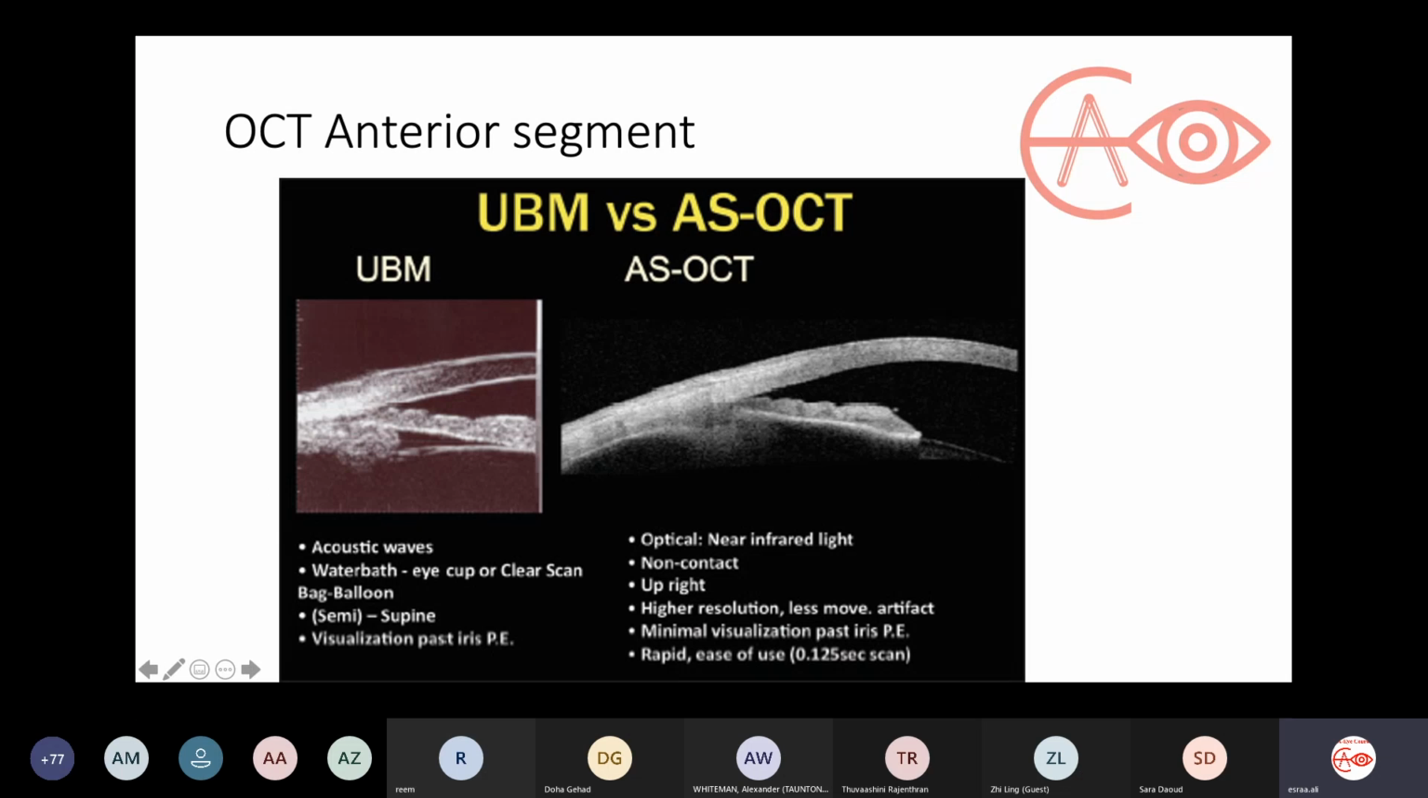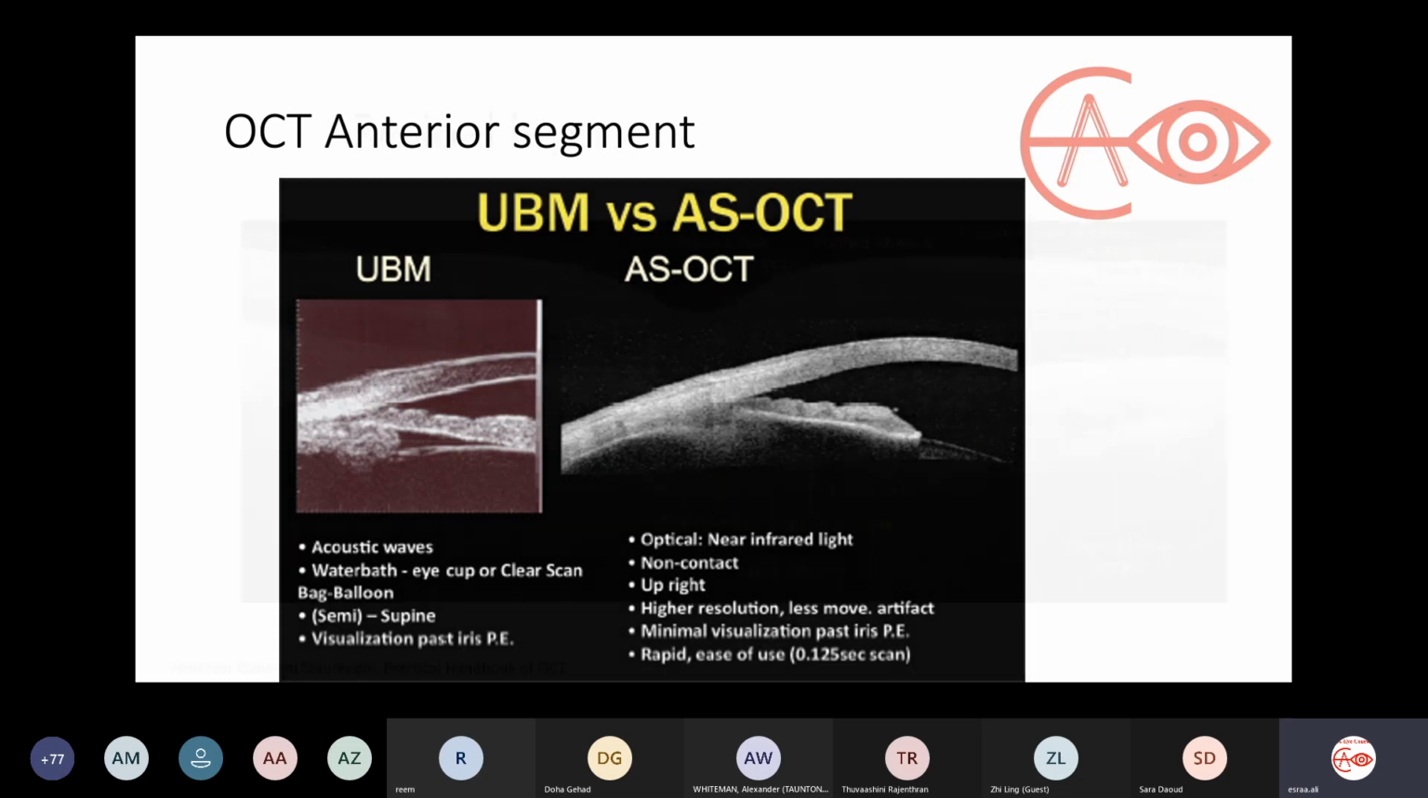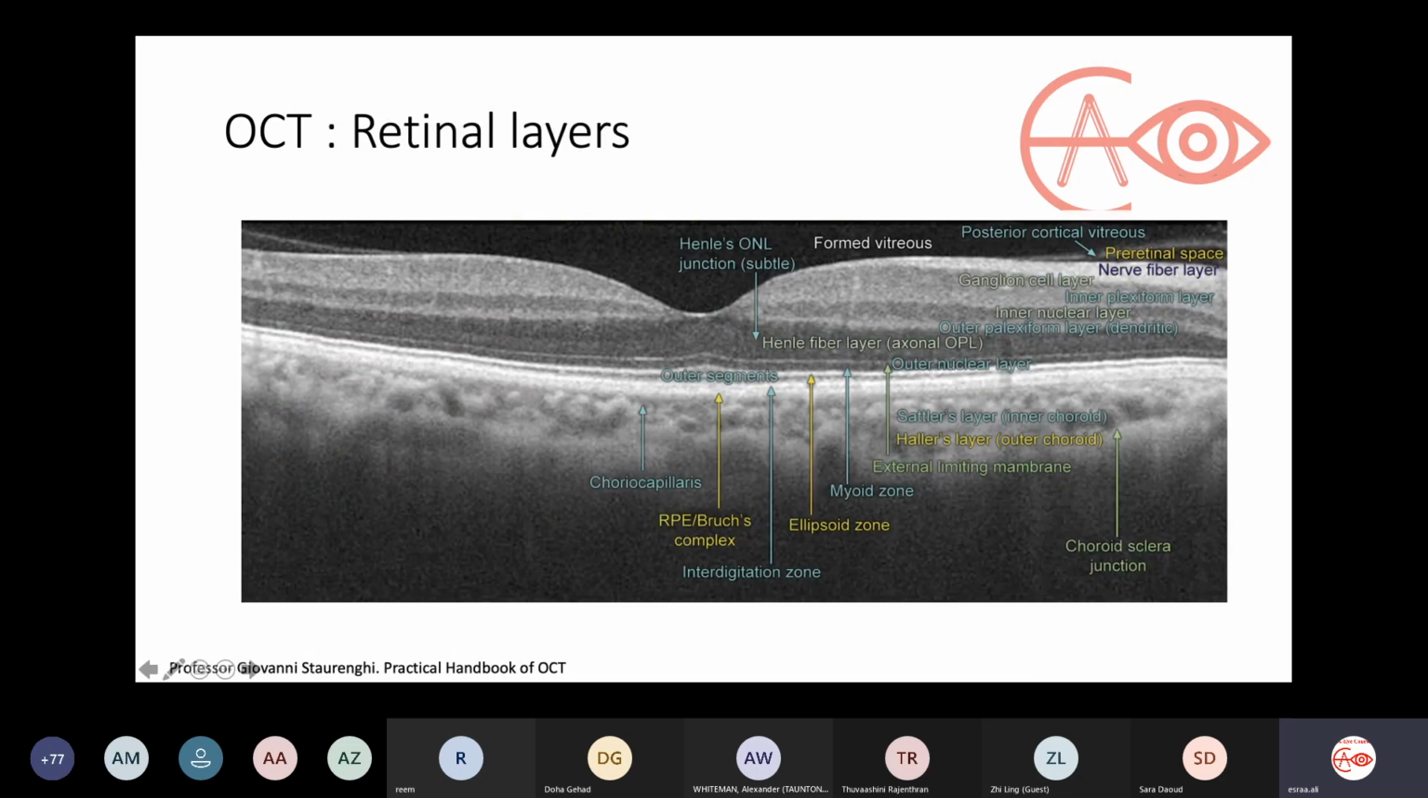Definitely, it's not invasive. You're not touching the patient. The patient is sitting upright. It's very fast. So just know that OCT uses a light wave that will have a limit at the pigment epithelium of the iris, and ultrasound biomicroscopy will penetrate deeper and give you good imaging of the ciliary body. These are the main differences between OCT and ultrasound biomicroscopy.